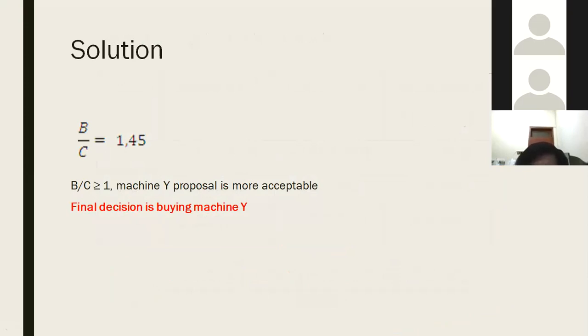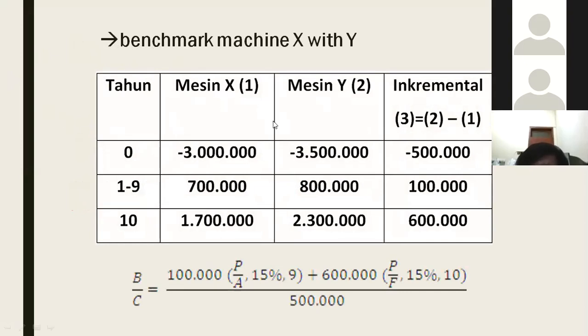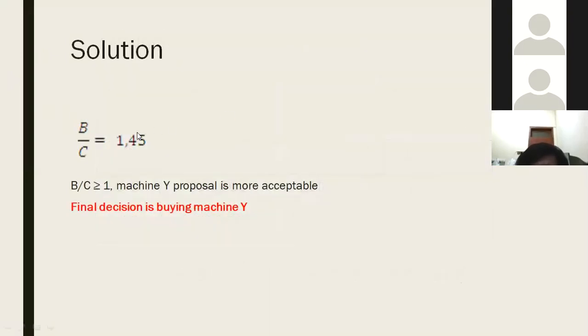1.45. It means machine Y is more acceptable than machine X. Instead of buying machine X, it is better to choose machine Y. So the final decision is buying machine Y. However, if in this stage the benefit cost ratio equals to or is less than 1, it means machine X is profitable compared to the do nothing one. So best of the best is machine Y in this case.